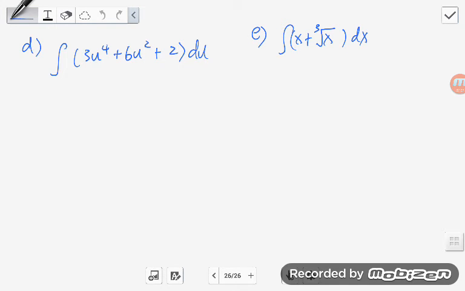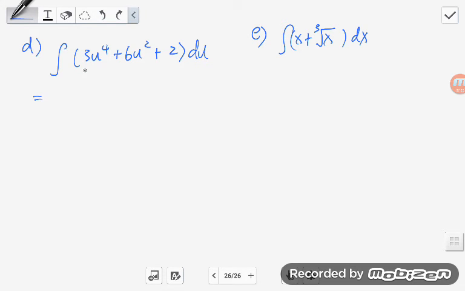It looks scary, but all we are doing here is integrating term by term, bit by bit. The variable that we have here is u. So we're just finding the indefinite integral of all this with respect to u.